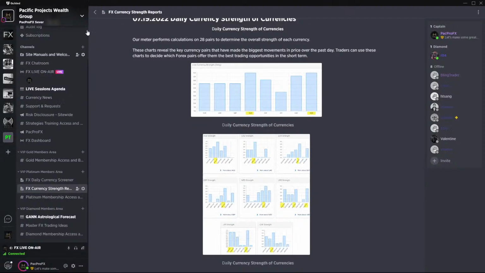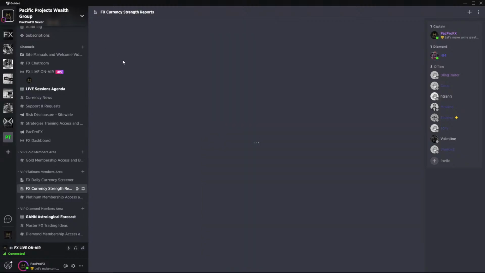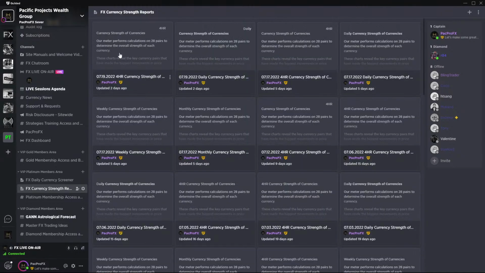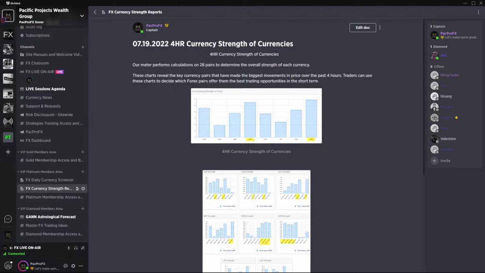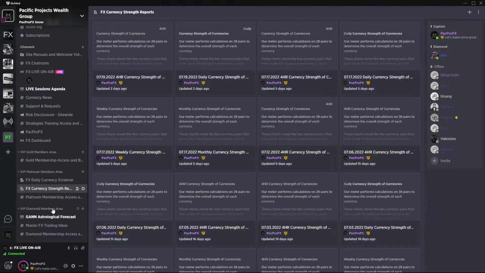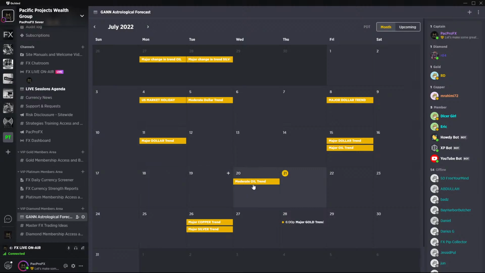So I provide this daily, and on a 4-hour time frame you'll get that as well. So monthly, weekly, daily, and 4-hour, you get that if you're a platinum or higher member. If you're a diamond member, you also get a GANN astrological forecast.